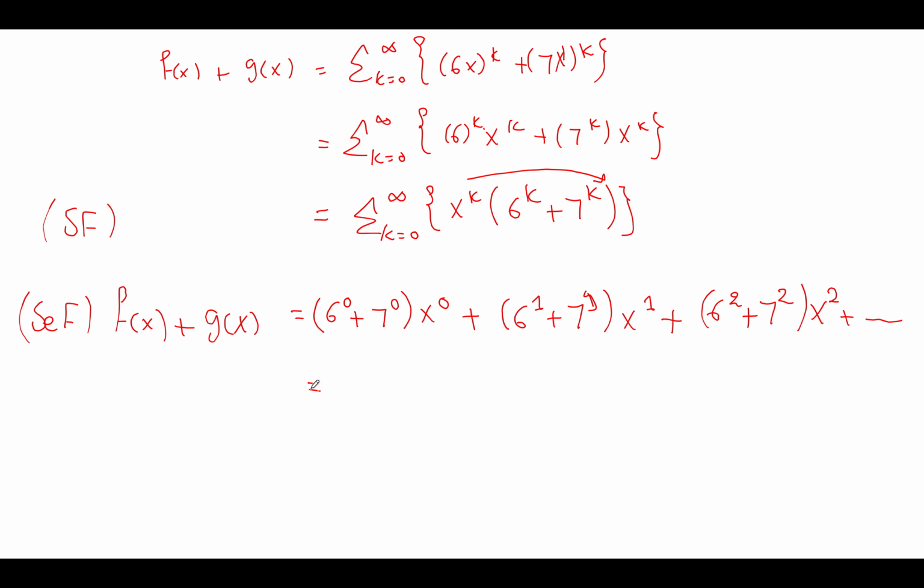So here we got that 6 to the power 0 is 1, 7 to the power 0 is 1, which is equal to 1 plus 1 is 2 times 1, here we got 2. 6 plus 7 is 13x. 6 squared plus 7 squared is 85x squared, and so on. And here we solved this problem.